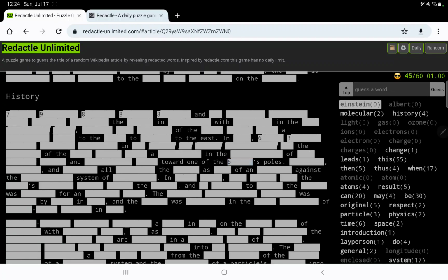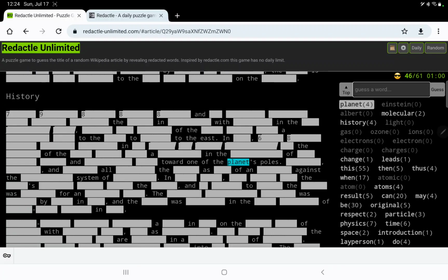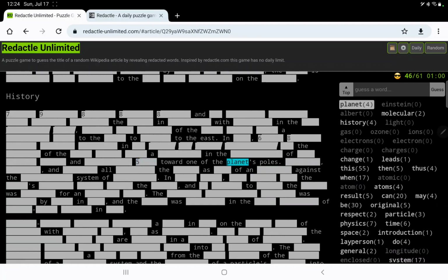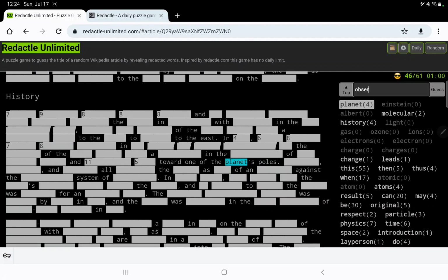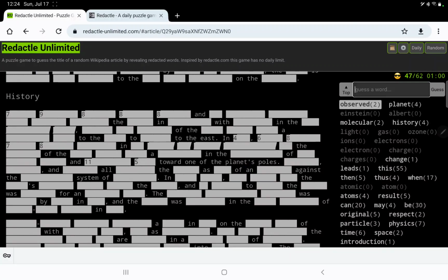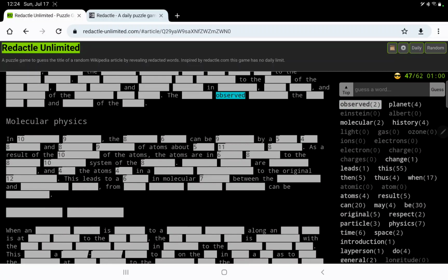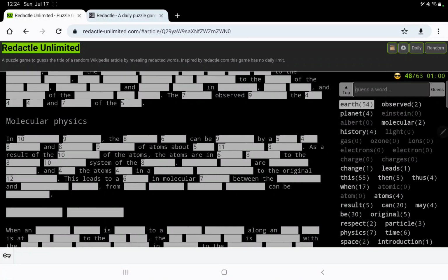Towards one of the planets, poles, okay. In some year, 6'8", maybe observed. There are two observeds. The something observed 9, the 444, and 7 of the 5. Okay, have I done Earth? No, there are 54 Earths.